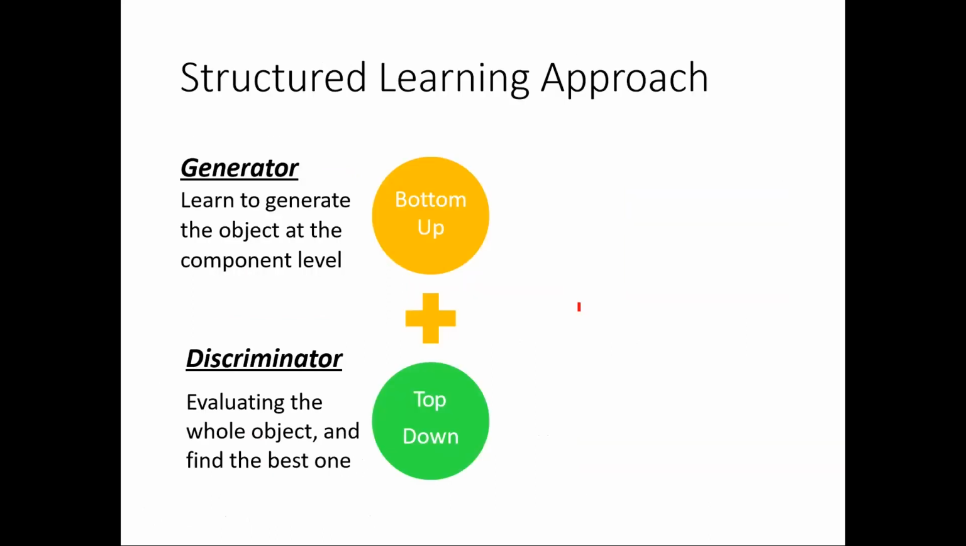Now, coming to the two blocks we are talking about, the generator and the discriminator. The generator learns to generate the object at the component level. It will determine the features, try to understand how the layout is structured, and then send it to the discriminator. The discriminator will evaluate the whole object and find the best one, that is, the one very close to the real image, and that is what it will give as output. It is more like a bottom-up and a top-down approach, where you generate, then pass to the discriminator, and the discriminator decides whether this image qualifies to go to the user or not.